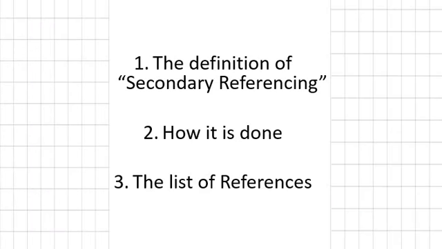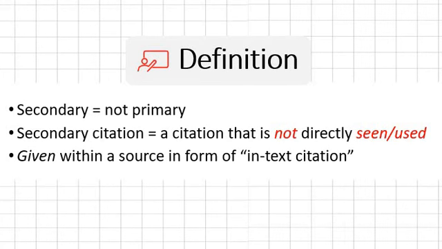So let's start. We're going to talk about the definition of secondary referencing or secondary citation, how it is done, and how we put it in the list of references. That is, how it should look in the list of references. As for the definition, we know that secondary means not primary. And when it comes to sources, a secondary source is a source that is not directly seen or used by us. Rather, it is cited or used by a different person who is the author of the text or the source that we are reading.